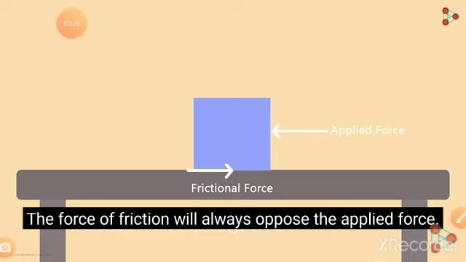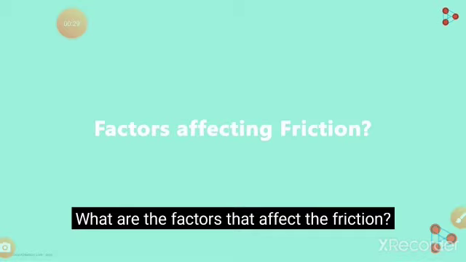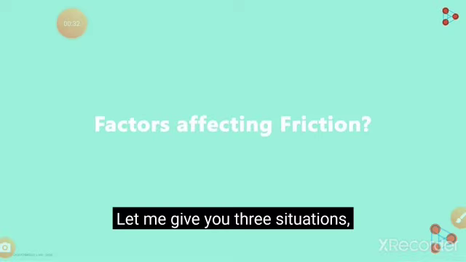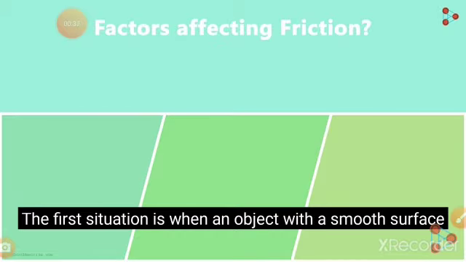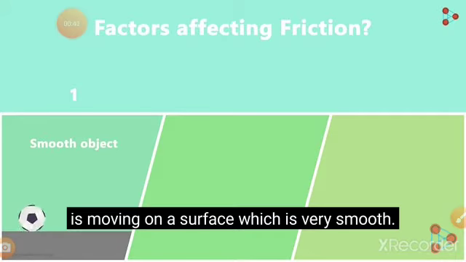The force of friction will always oppose the applied force. So what are the factors that affect the friction? Let me give you three situations and then you will tell me what it depends on. The first situation is when an object with a smooth surface is moving on a surface which is very smooth.